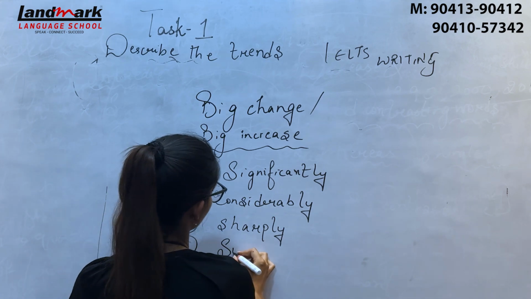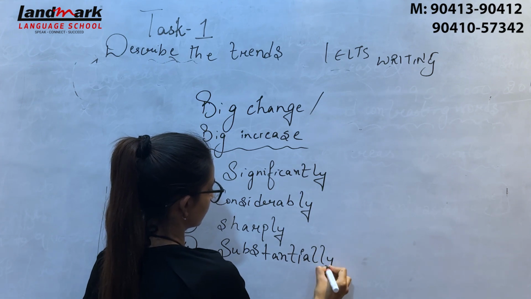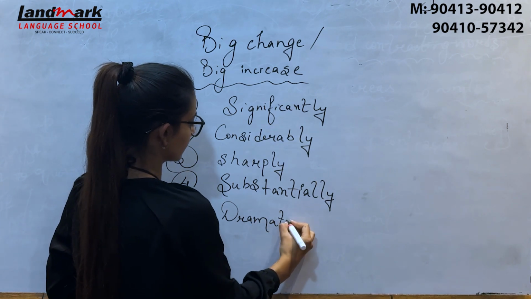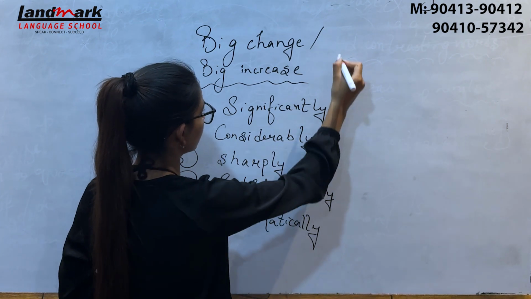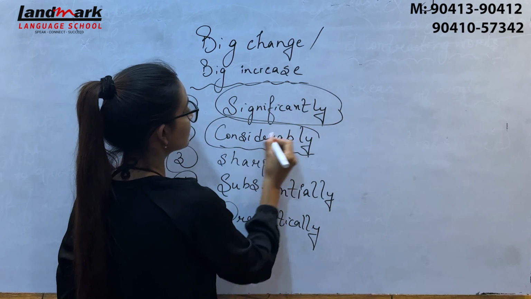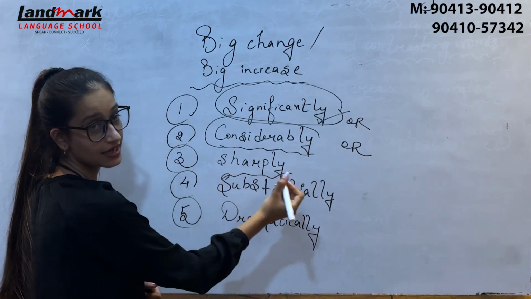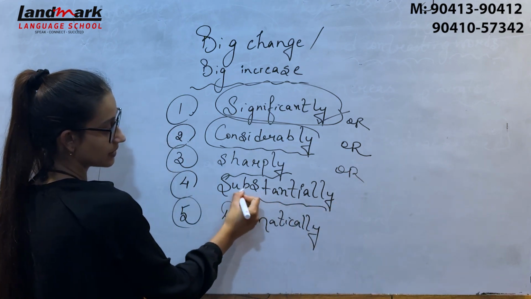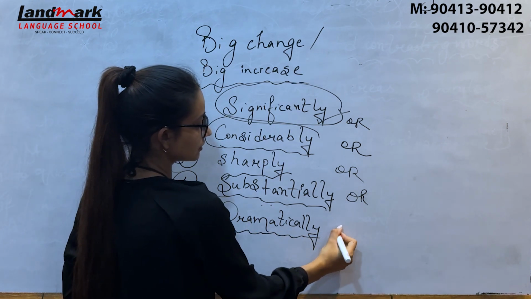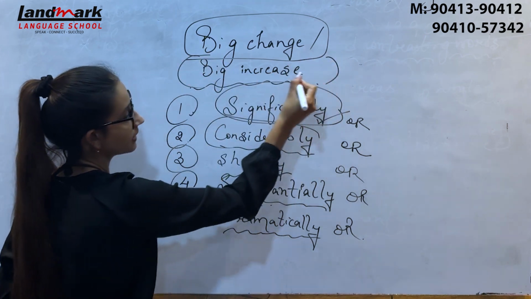and the fourth one is "substantially", and the fifth one is "dramatically". So the figures for Australia increased significantly, or you can say considerably, or sharply, or substantially when there is a very big change. We can also write "dramatically". So these are the words for the big change, that is your big increase.